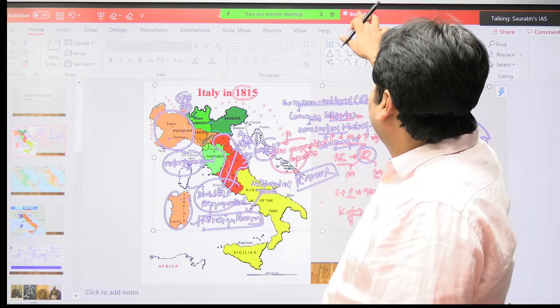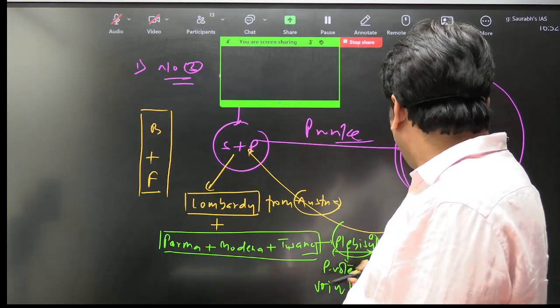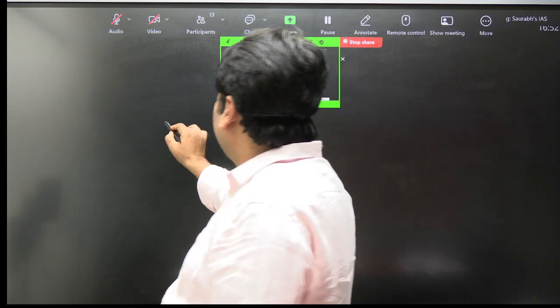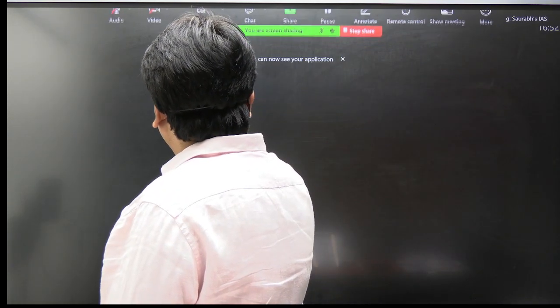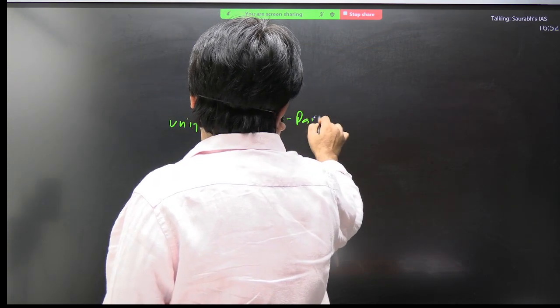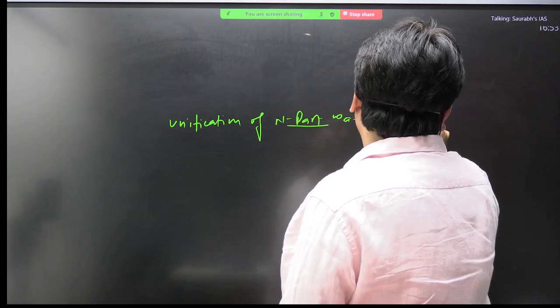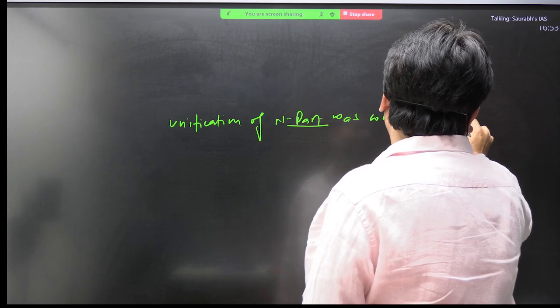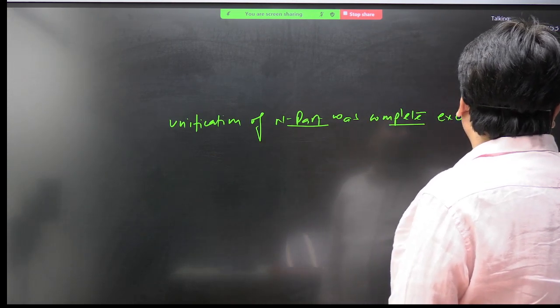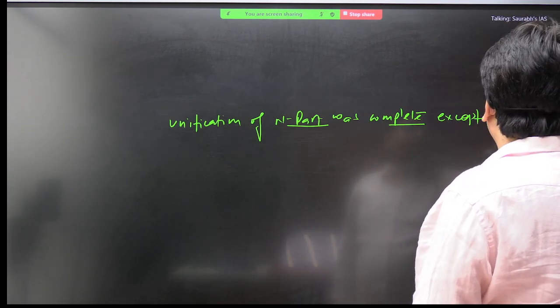Okay, now this will happen. Now what is the story here? Okay, you can draw the sketch simply and you can write that the unification of northern part was complete. Read this. The unification of northern part was complete except one territory. And what is that territory? This territory is Venetia.